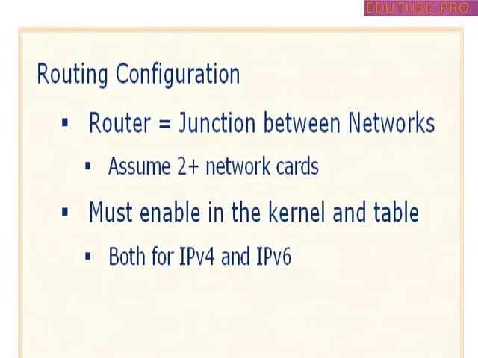You're setting up a junction between your network and an external network such as the Internet. The assumption is that the system you're configuring has at least 2 network cards, and each of the network cards is configured on different networks. Furthermore, when you enable routing, it has to be enabled both in the kernel and in routing tables. Separate steps are required if you're routing on IP version 4 and IP version 6 addresses.